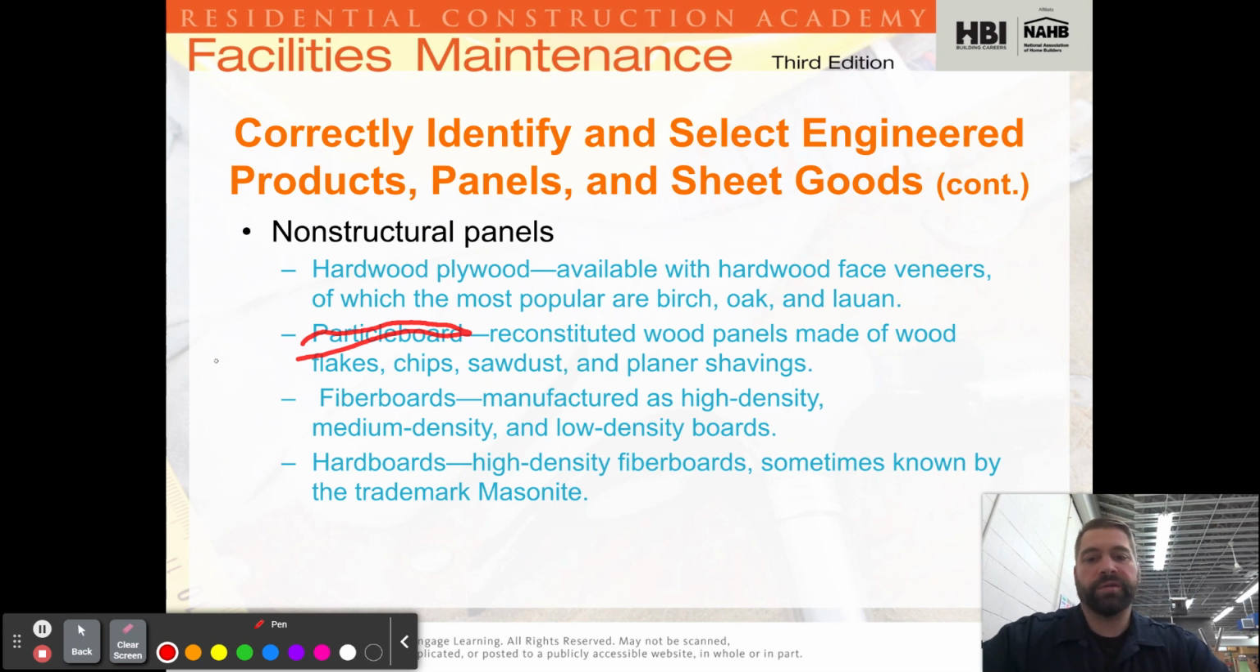Fiber board manufacturers make high density, medium density, and low density boards, so you'll usually hear this as HDF or MDF. These two are pretty commonly used. Hardboards are high density fiber boards, sometimes known by the trademark Masonite. This is pretty common. Again, do more research into it if you're interested, but for all intents and purposes in this class, you don't need to be too familiar with it.